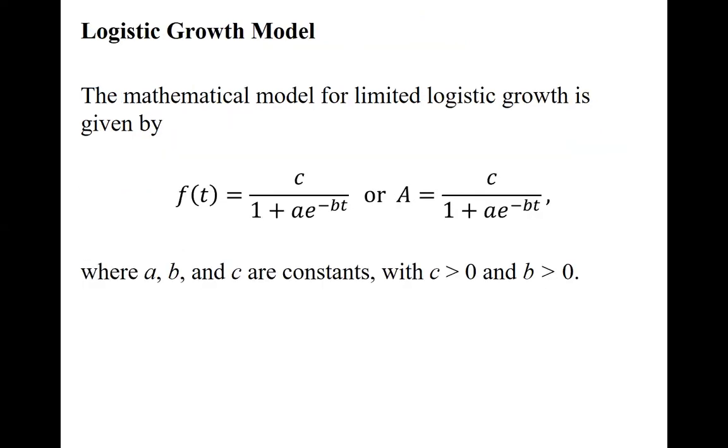Now, that was exponential growth and decay. A logistic growth model is given by f of t equals c over 1 plus a times e to the negative bt. So a, b, and c are all constants here.